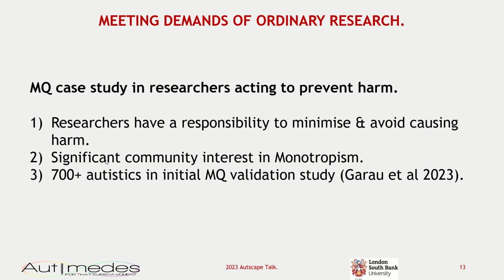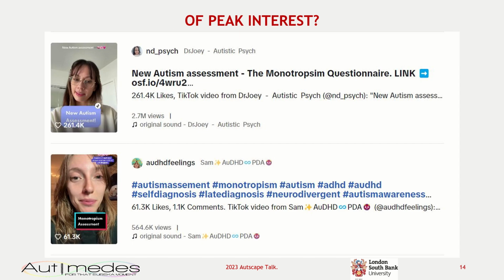We know that there's significant interest within the autistic community and the neurodiverse community in monotropism theory. For example, we had over 700 autistic people in our initial validation study from snowball sampling, which is a stupidly good figure. This is an example of a couple of recent TikTok videos that have gained a significant amount of interest. The top one has 2.7 million views, and the bottom one has 564,000 views. This was nice, and I do appreciate the interest, no pun intended, in monotropism.